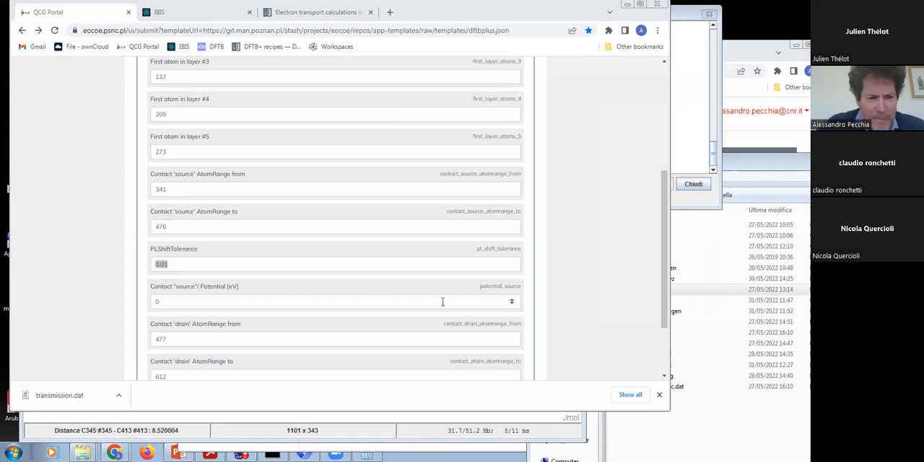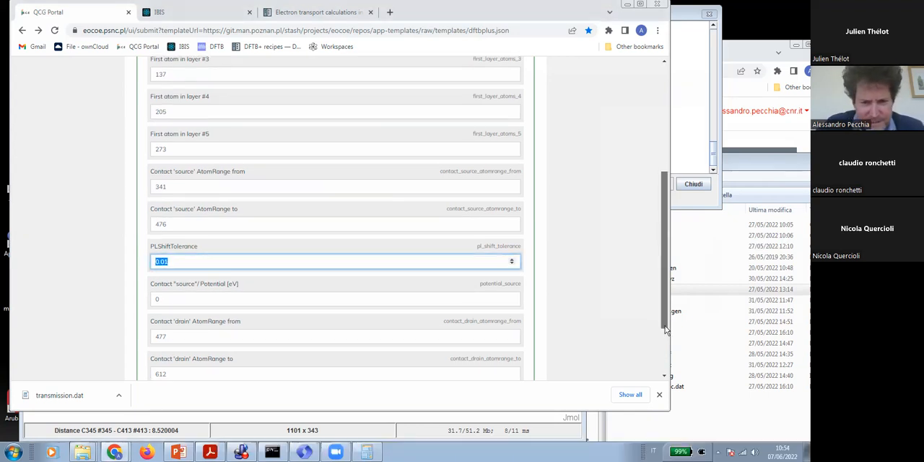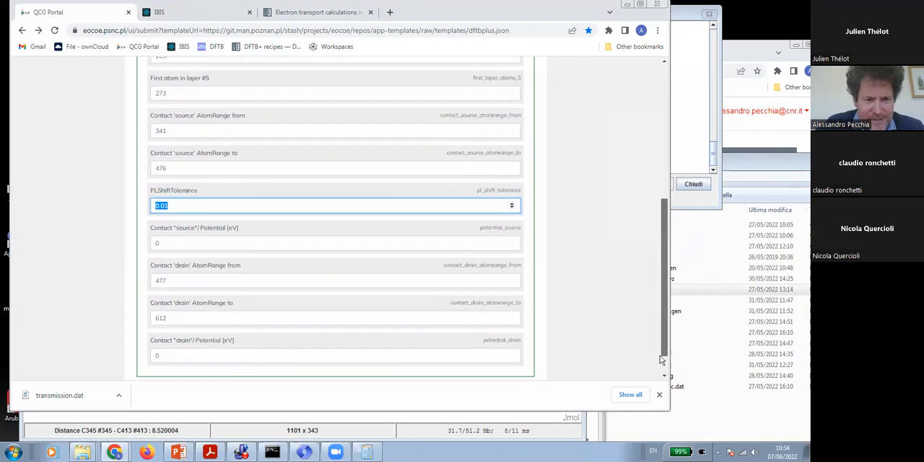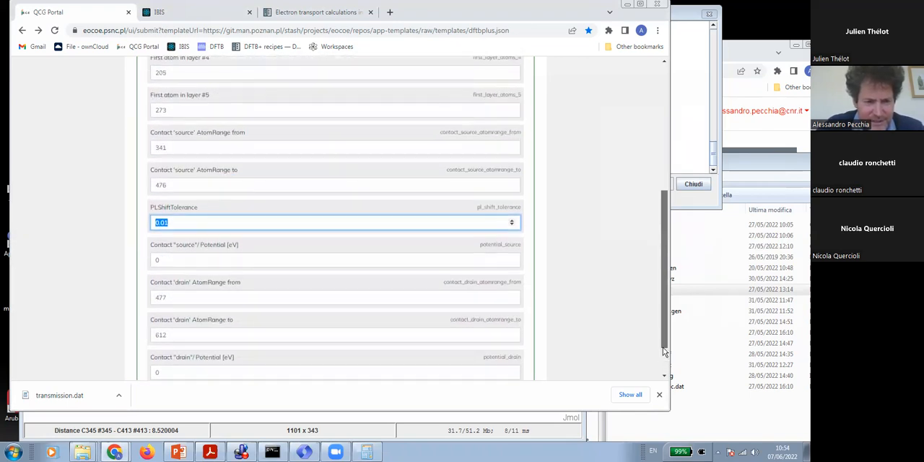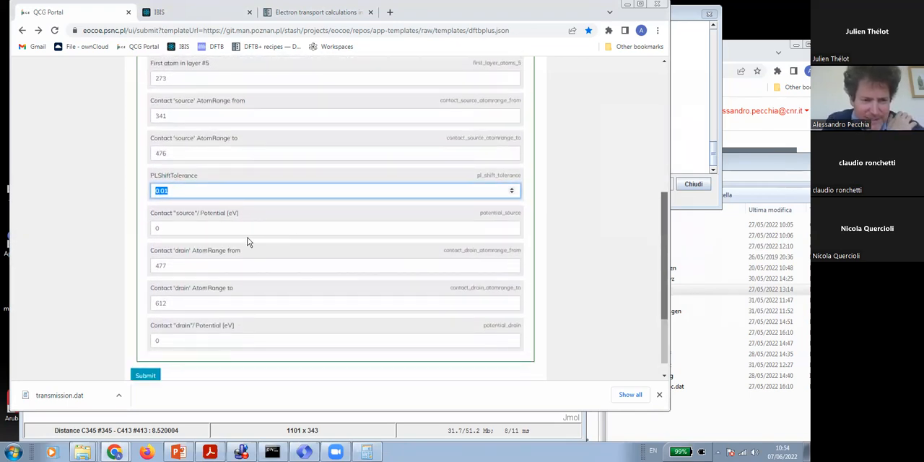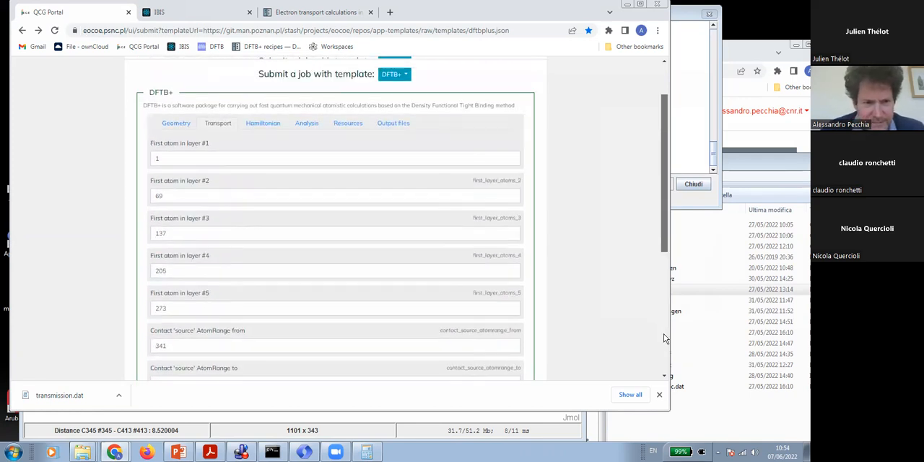Okay, I hope you are following so far. So this is really describing all the geometry of the system. We can start by setting zero potential on the two contacts. So, equilibrium situation. And we can go to the Hamiltonian tab.